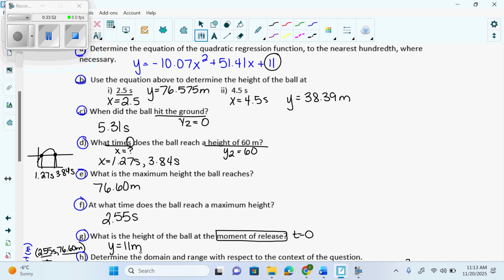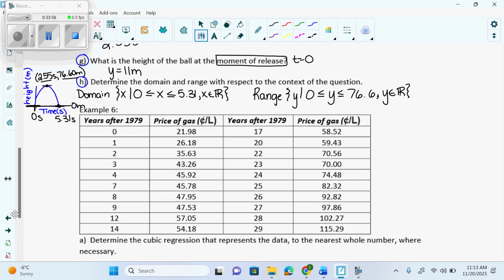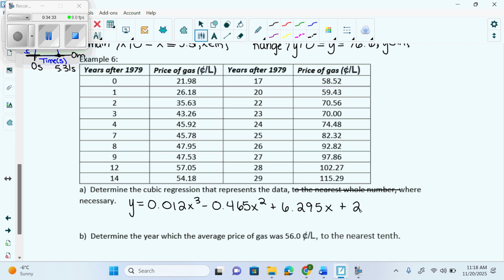Starting to make a little more sense? Okay, type this one in. It's a lot of data. Cubic, go. Here we have determine the cubic regression that represents the data to the nearest whole number where necessary. So we're going to have y equals, honestly, I'm worried with nearest whole number because this one would just be 0 and that's stupid. So I'm going to go 0.02 x cubed minus 0.465 x squared, plus 6.295 x plus 23.45.